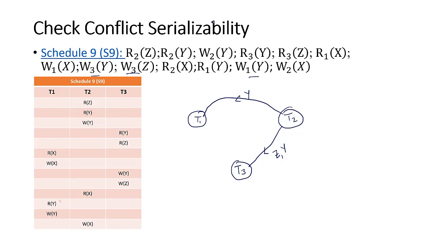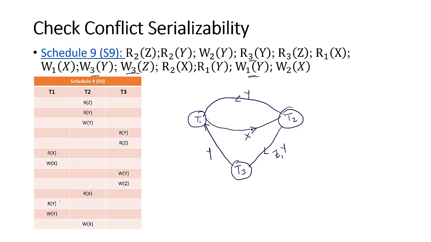The next operation is the reading by transaction 3 on data item Y, and its corresponding conflicting operation will be writing of Y by transaction 1, this operation. So this will conflict with this one. So there will be an edge from transaction 3 to transaction 1 on the data item Y. Next operation is reading of data item Z by transaction 3 and there is no conflicting operation. The next operation is reading by transaction 1 on the data item X, and its corresponding conflict operation can be writing of data item X by transaction 2. So here is an edge from transaction 1 to transaction 2 on the data item X.